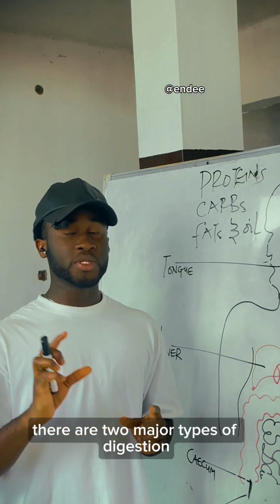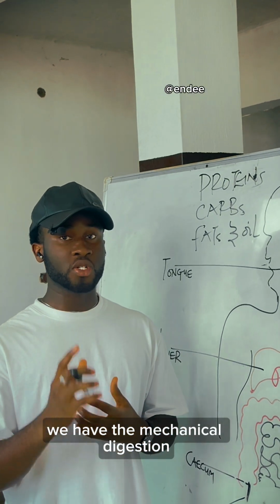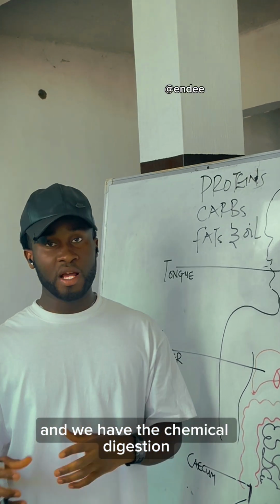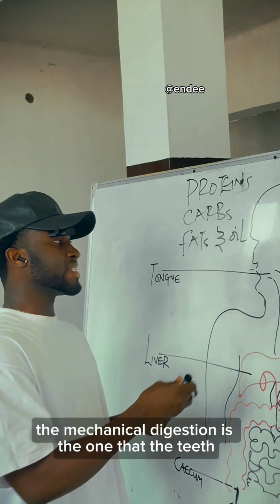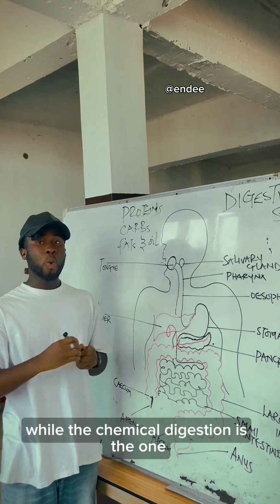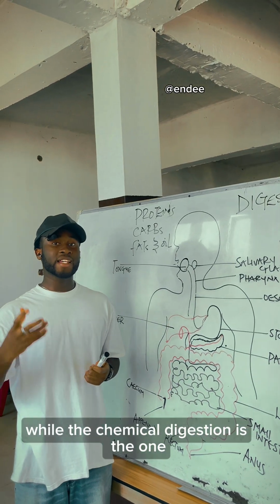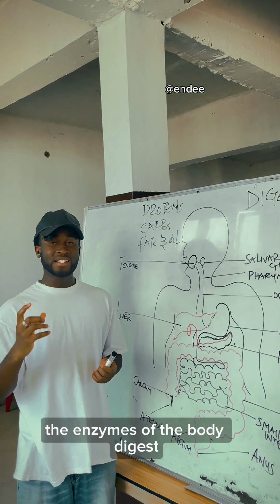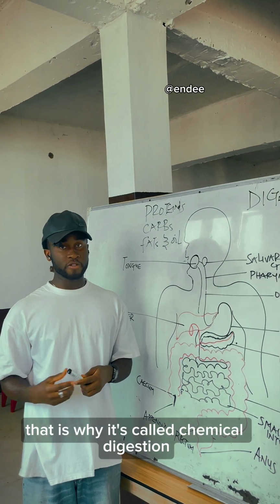Now, before I go into this, there are some enzymes that digest these nutrients. There are two major types of digestion. We have the mechanical digestion and we have the chemical digestion. The mechanical digestion is the one that the teeth do by themselves, while the chemical digestion is the one the enzymes of the body do. That is why it's called chemical digestion.